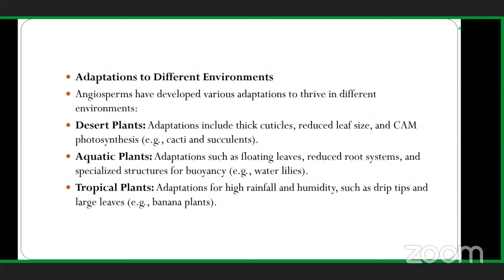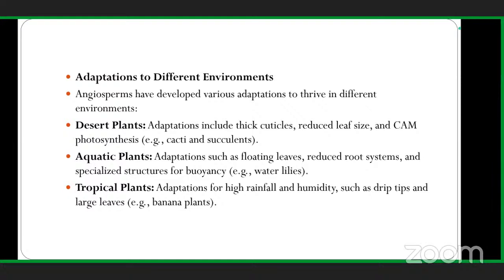Next is adaptation to different environments. So angiosperms have developed various adaptations to thrive in different environments, like desert plants. Adaptations include thick cuticle, reduced leaf size, and CAM photosynthesis, as in cactus and succulents. Like I said, these angiosperms you will find in deserts, in aquatic environments, and also in terrestrial environments.